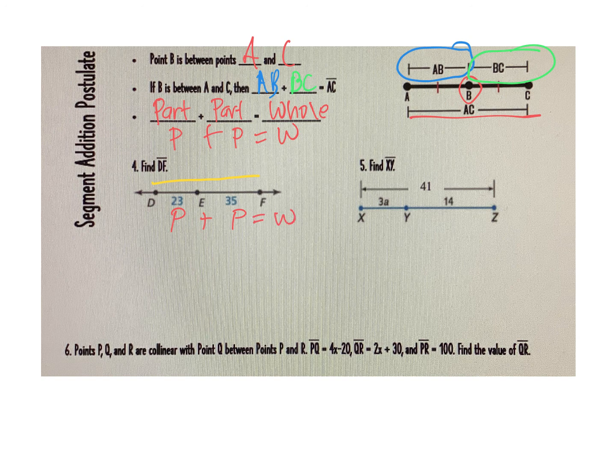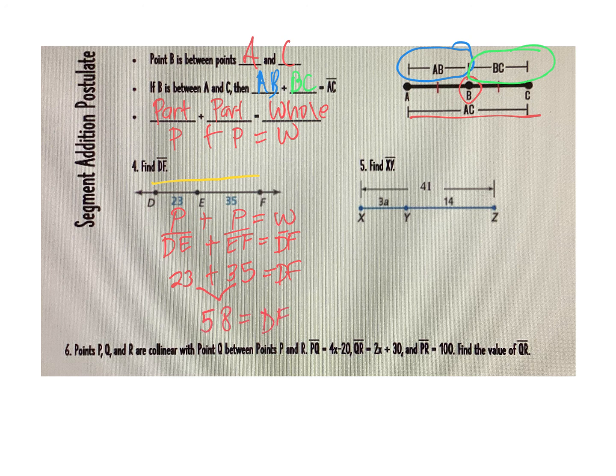What is your first part? Your first part is line segment D to E. Plus, what's your second part? E to F equals, what's the whole thing? D to F. So now, what is D to E? D to E is 23. That's our first part. E to F is 35. And then we're trying to solve for D to F. So when I combine these two, which is 58, equals D to F.